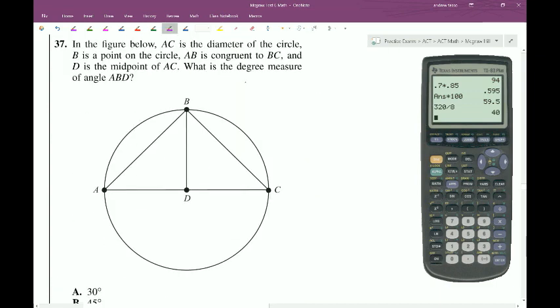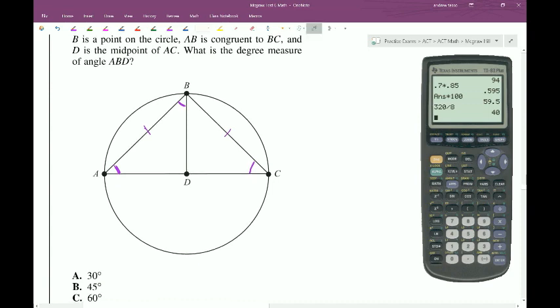Alright. What is the degree measure of angle ABD? So ABD is here. Alright. Yeah, AB is congruent to BC. So these are equal, which makes these base angles equal. Okay. Also, yeah. So I'm going to go right ahead and say 45 pretty quickly here.